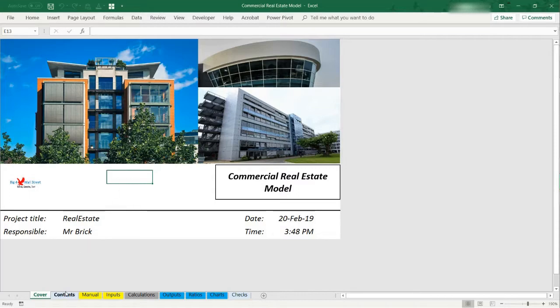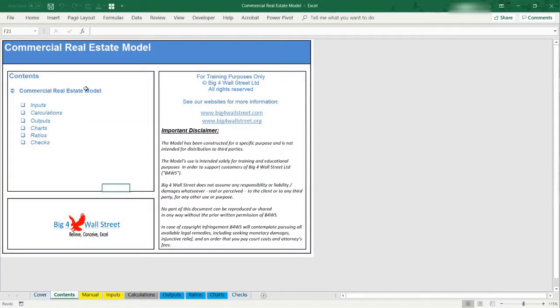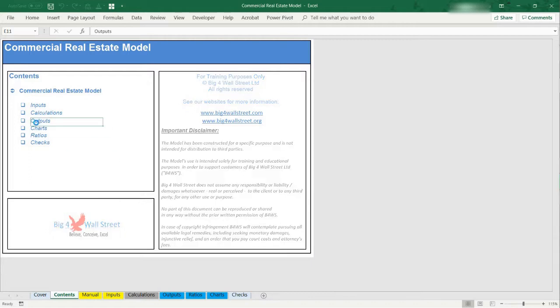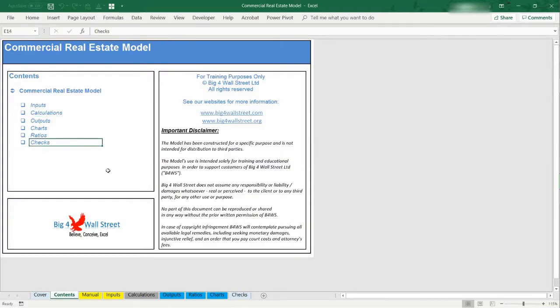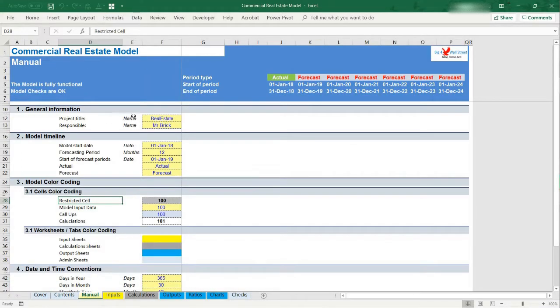So a quick overview of the model. In the Contents tab you can see the structure of the model, and by clicking on any of the headlines to be redirected to the relevant worksheet. On the Manual tab you are able to feed the general information for the model, such as project title, responsible, timeline of the model. Additionally, there is a description of the color coding of the model in the same tab.